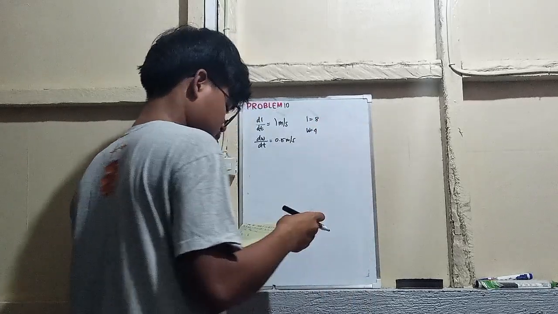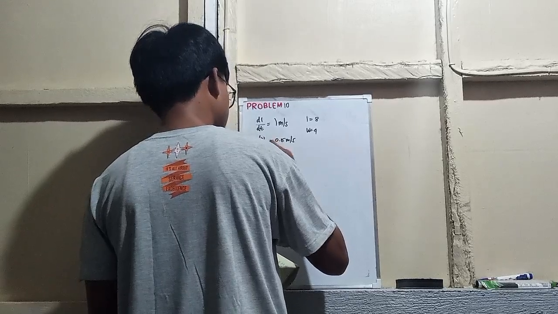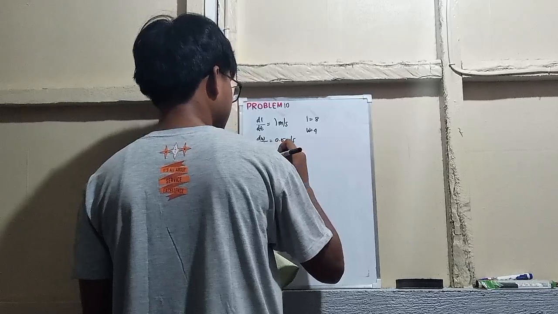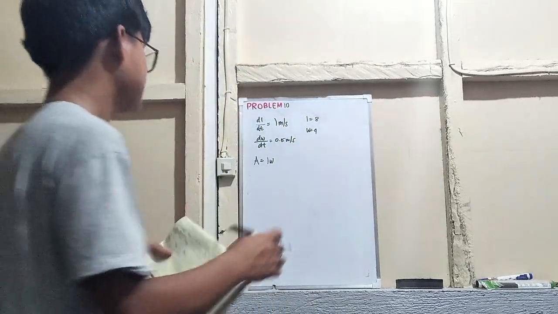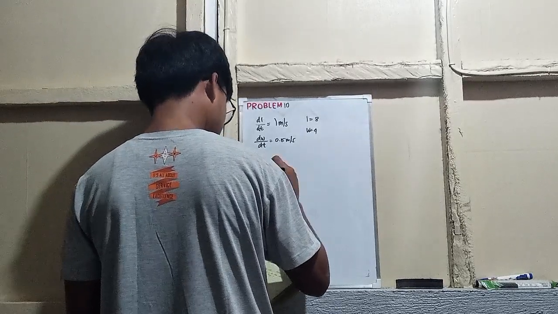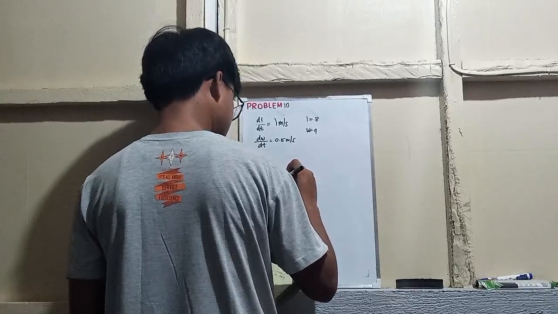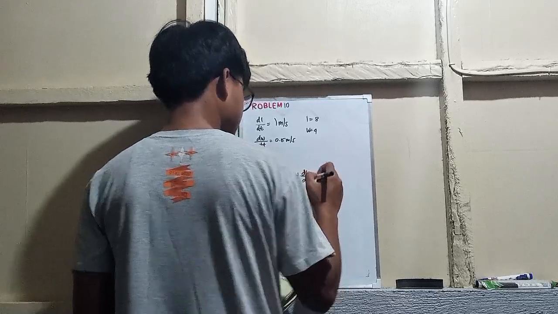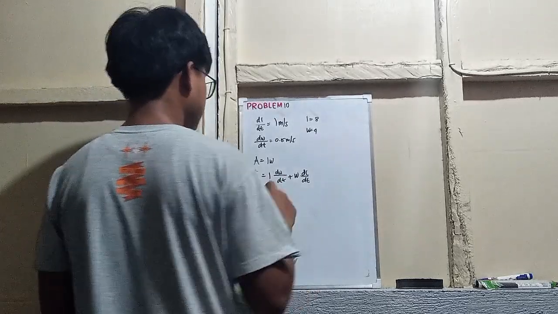So we'll proceed into the formula of getting the rectangle. So A is equal to L times W. So differentiate the formula, we will get the dA over dt, then L dW over dt plus W dL over dt. And now, we will substitute the givens into the formula.